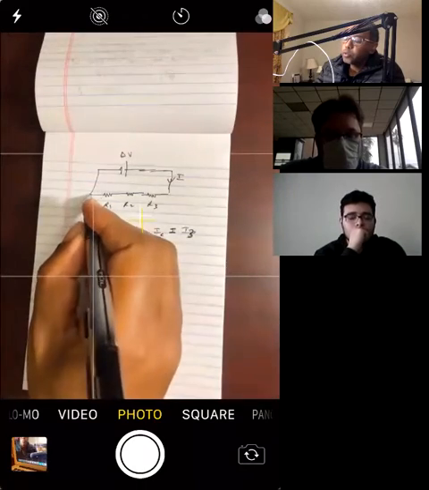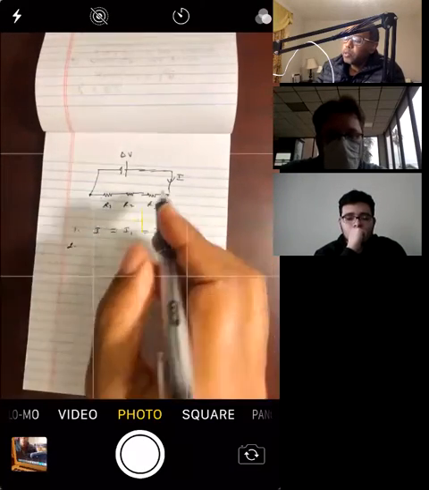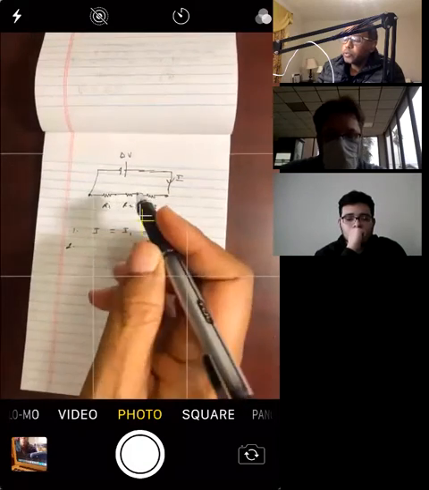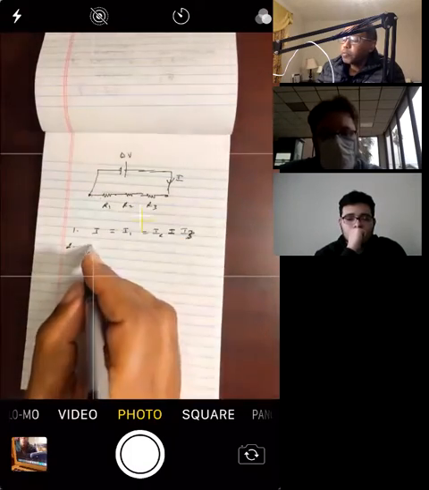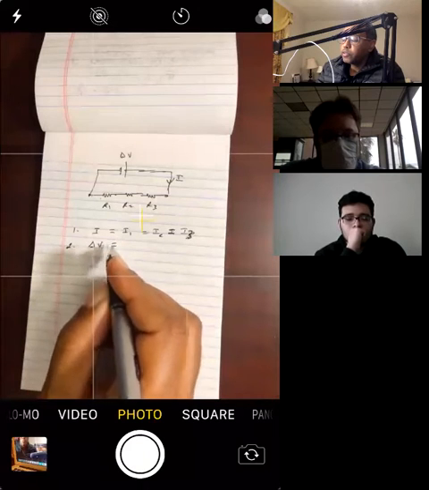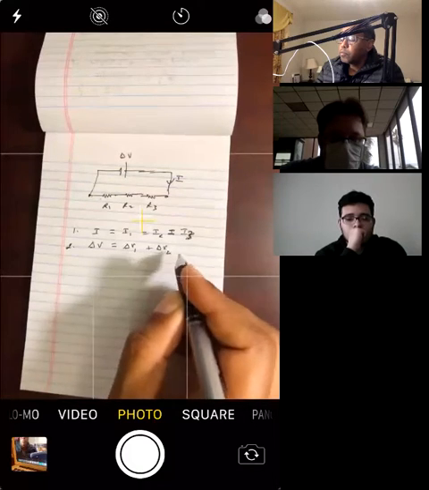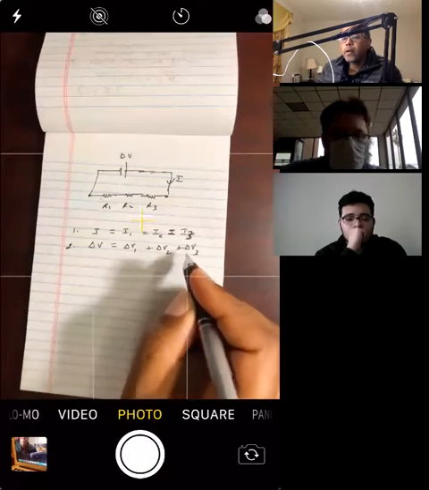You see, this is the total potential difference between these two, but that equals the sum of the potential difference across R1, across R2, across R3, okay? So the second property is total potential difference equals delta V1 plus delta V2 plus delta V3, okay?